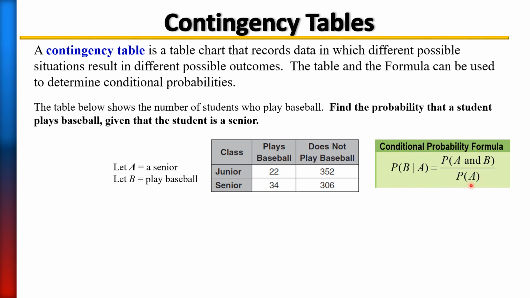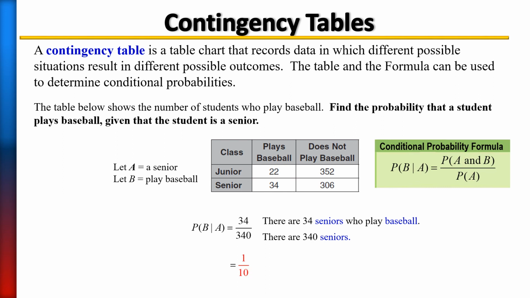On the bottom, we want the probability of A, and event A is that you're a senior. If we look over in our contingency table, the second row represents our seniors. 34 of them play baseball, 306 of them do not. If we add those two numbers, we have a total of 340 seniors. So the probability of event B, given that A has already occurred, is 34 over 340. And of course, if we're going to leave it in fraction form, we must reduce our fractions. 34 of the seniors play baseball out of 340 seniors. So when we reduce that fraction, that's going to leave us with 1/10. And there you have it. The probability that a student plays baseball given that the student is a senior.